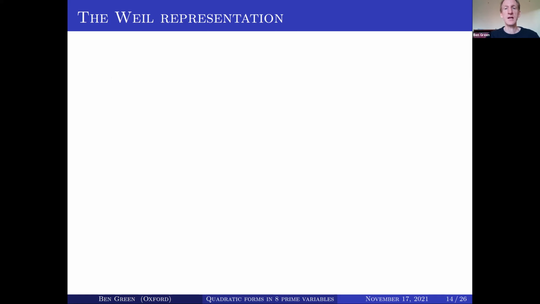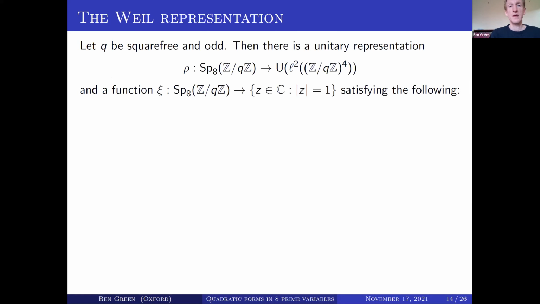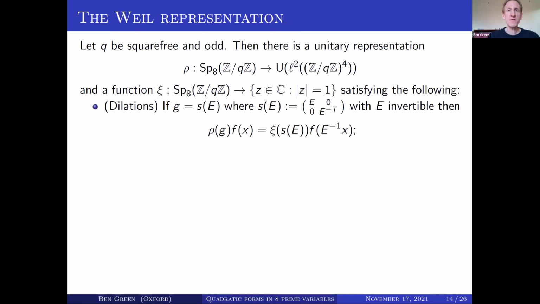So let me tell you what the Weil representation is. Let Q be square free and odd. Then there is a unitary representation called the Weil representation from the symplectic group, symplectic 8 of Z mod QZ, to the unitary operators on L2 of Z mod QZ to the 4. And then there's also this phase function, which is slightly less important. And the Weil representation does the following. It acts in the following way on specific elements of the symplectic group.